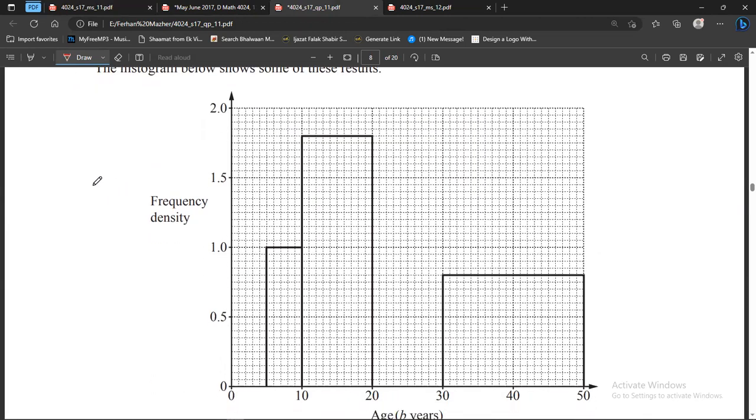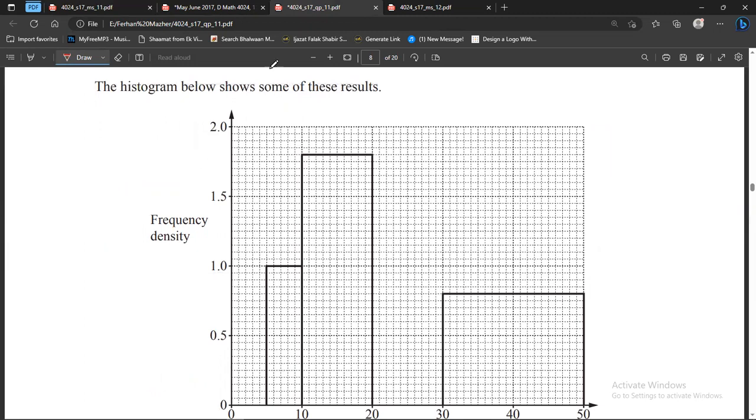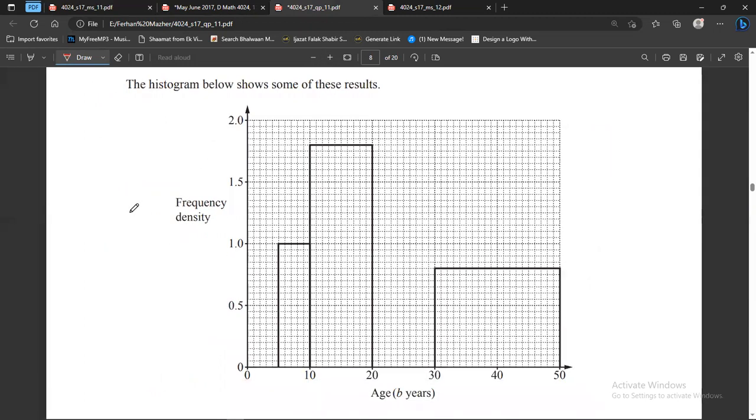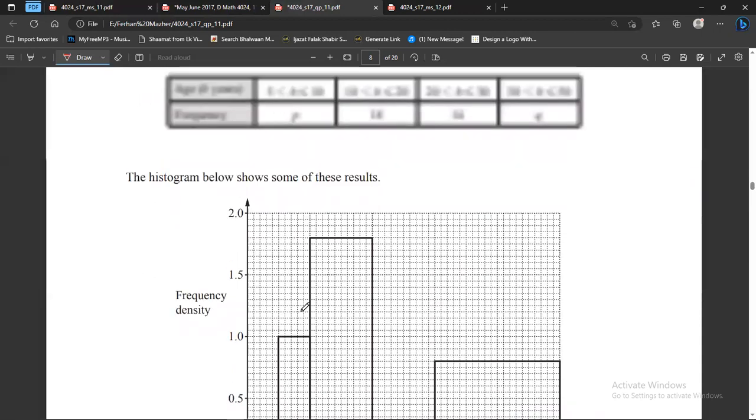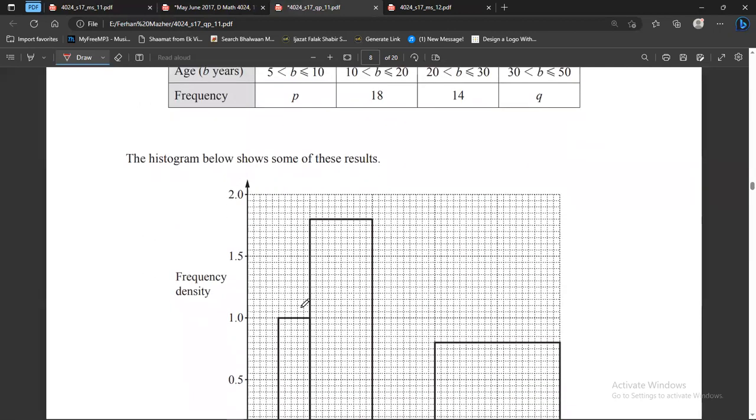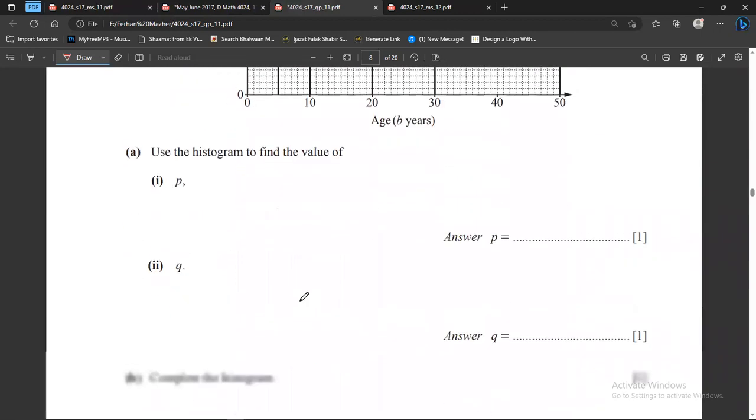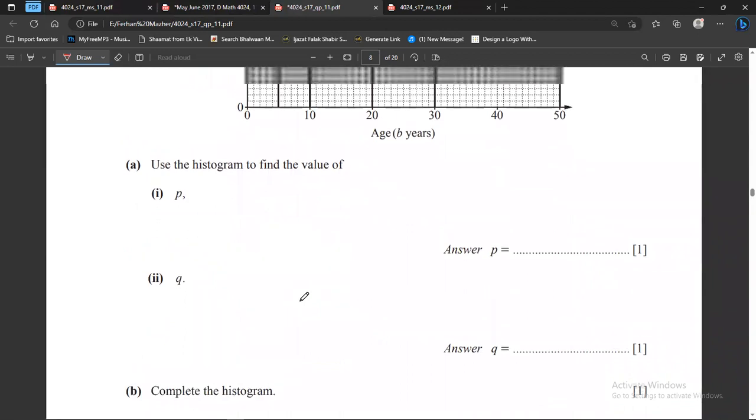So here we have a histogram, and the histogram is given here. The histogram is between the frequency density and the ages. The first is drawn, the second is drawn, the third portion is missing, and the last one is also there. So the first question is: use the histogram to find the value of P.